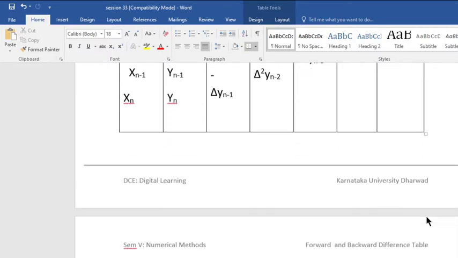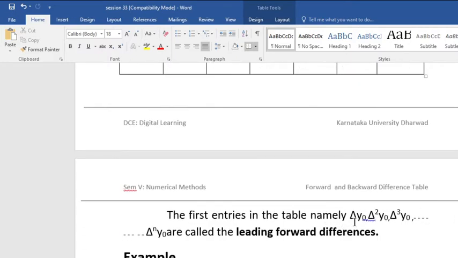Here the first entries in the table, namely the first forward difference of y naught, second forward difference of y naught, third forward difference of y naught, and so on up to the nth forward difference of y naught, are called leading forward differences.